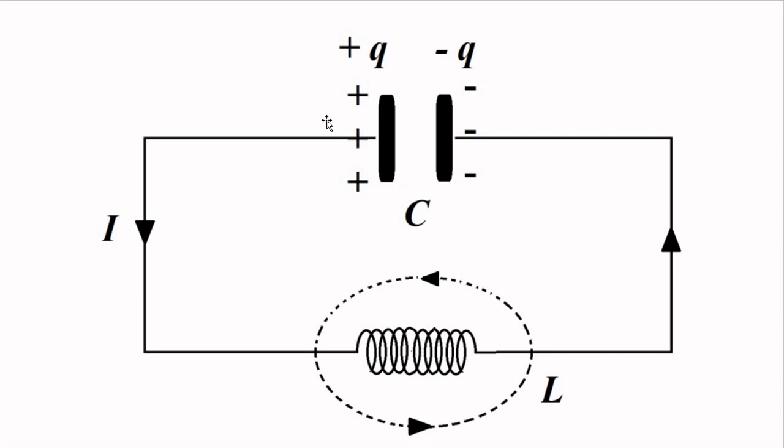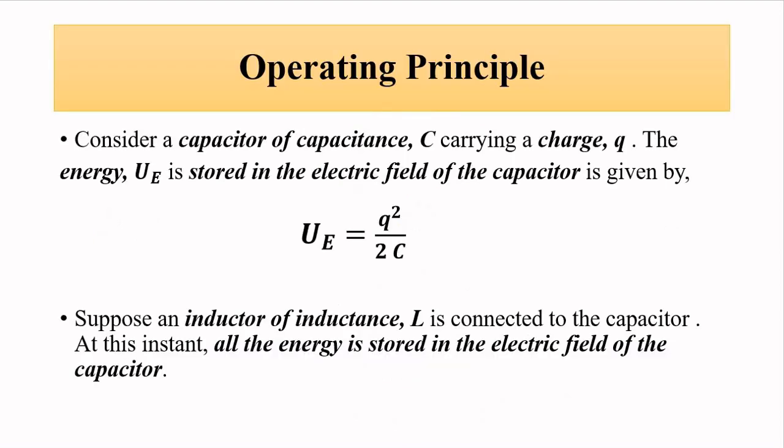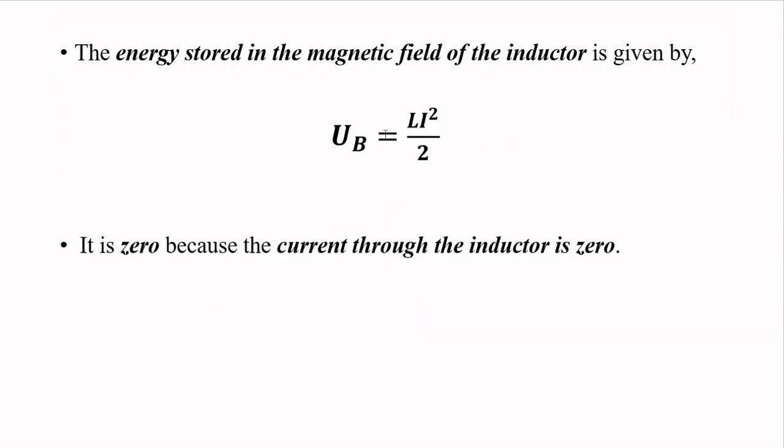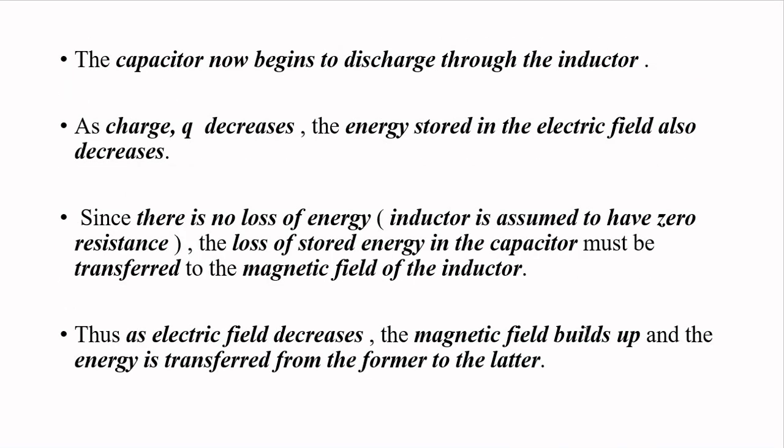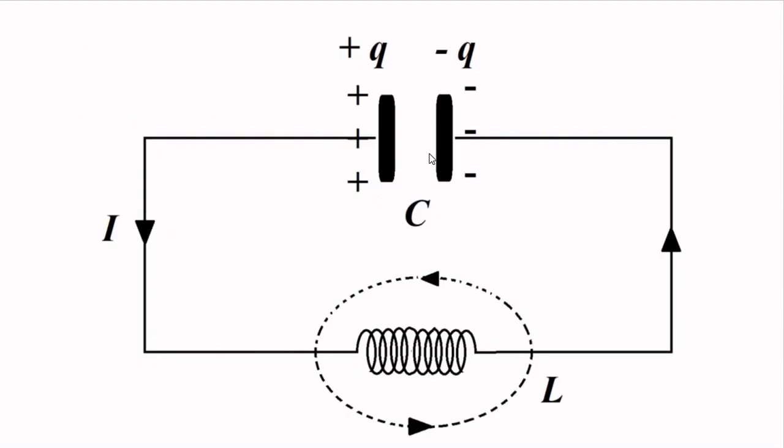So energy from the electrostatic field, 1/2 CV square or 1/2 Q square by C, is converted into 1/2 Li square, that is, the energy stored in the magnetic field of the inductor, following the law of conservation of energy. So a decrease in electric field or decrease in electrostatic energy causes an increase in the magnetic field or energy stored in the inductor.